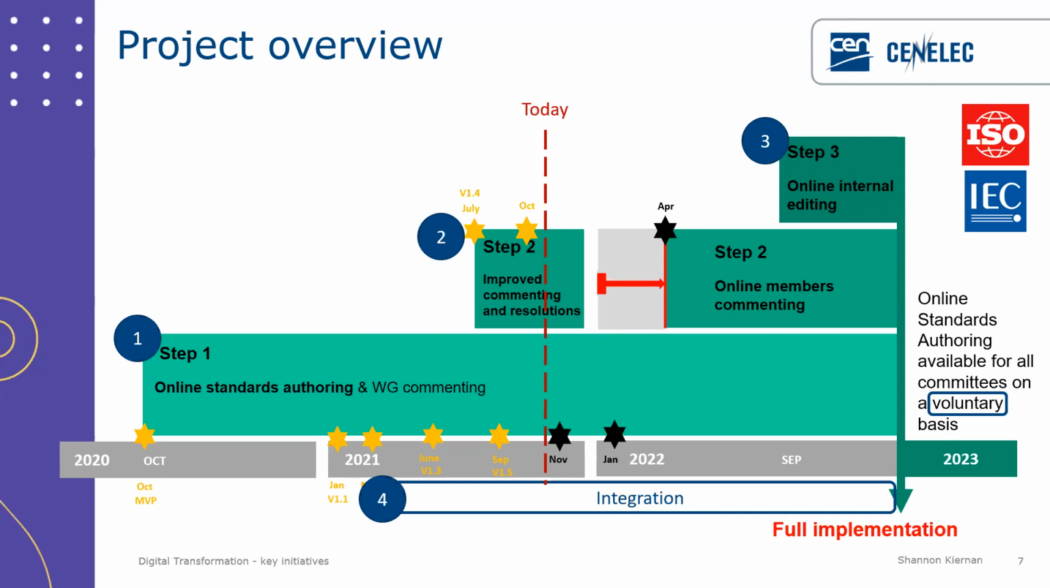The next step was originally planned to go live a couple of months ago for online commenting from members. However, it's been split into 2 phases. So a couple of months ago, we started to improve the commenting functionality to deal with really large volumes of comments. So things like filtering, tagging, and applying the same resolution to multiple comments, which are really big time-saving features. And then later, so coming up in April next year, we'll enable this for members to do the commenting. So for things like inquiry phases, for example.